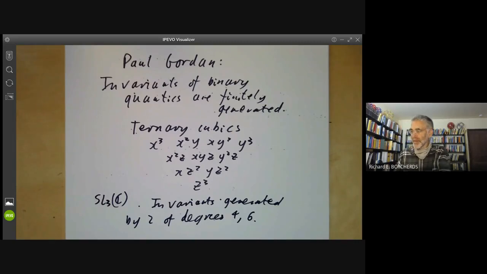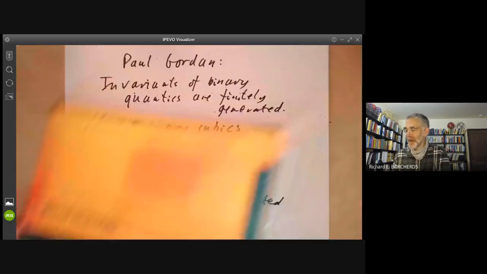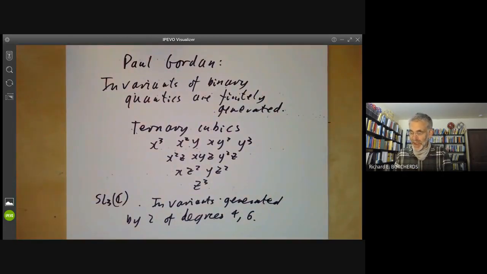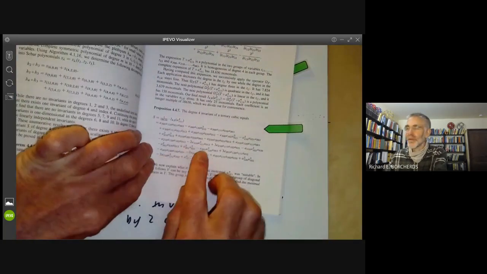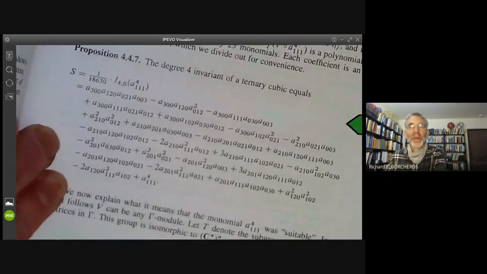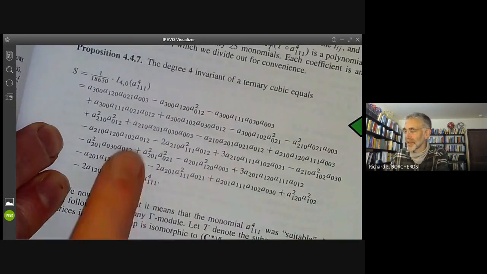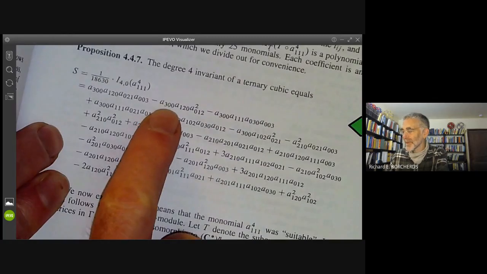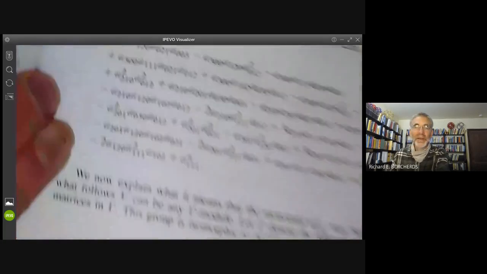Well, I've got them written out here. This is Bernd Sturmfels's book on algorithms in invariant theory. If you want to see how these things are actually computed, this is a really great book to look at. And here is the degree four invariant, let me just magnify it up so you can see it in all its gruesome detail. So there you see it, it goes on for about six or seven lines, and these a3 naught naught, for example, would be a coefficient of x cubed y to the zero, z to the zero. So that's the degree four invariant.